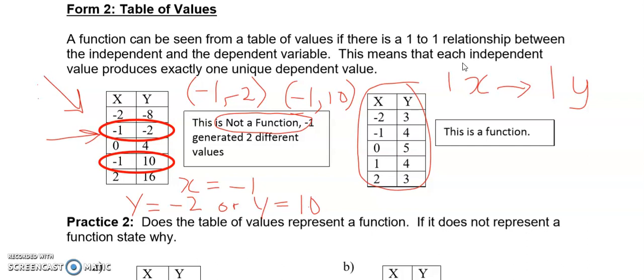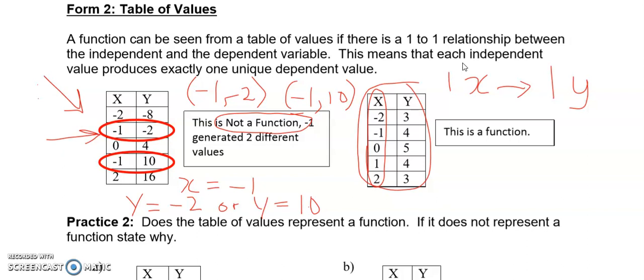If I said to you x is equal to -1, what is y? You'd say 4. There's only one possible y value. And that's true for all of these x values right there. So this table of values does indeed represent a function. Every single x has only one y associated with it.